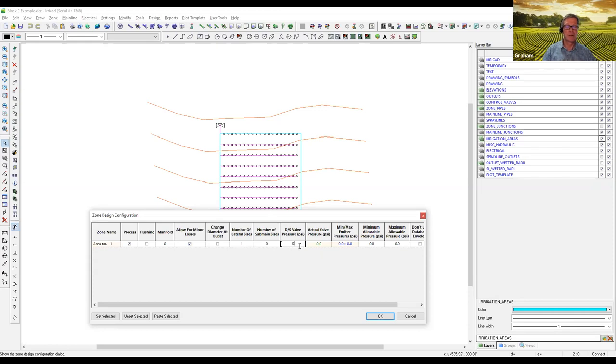Then you can put in a pressure to make things a little bit more sensible, analyze it, and see the result. But it's best to leave that as zero rather than fix the valve pressure, because often IRRICAD cannot create enough friction loss between the valve and that first sprinkler.